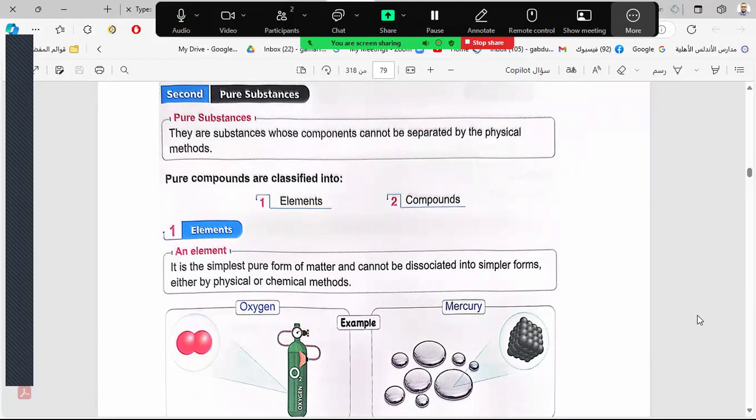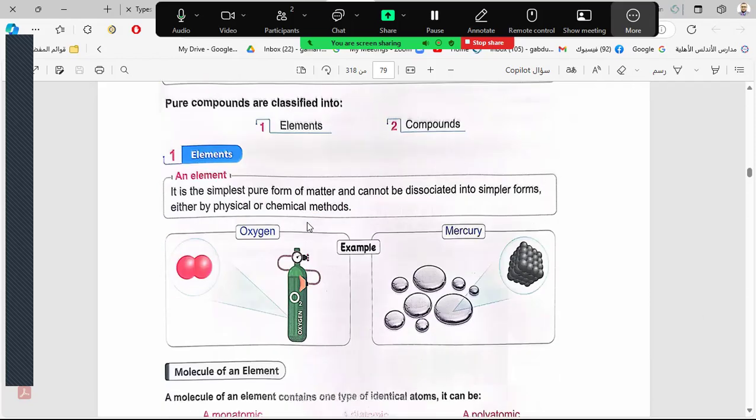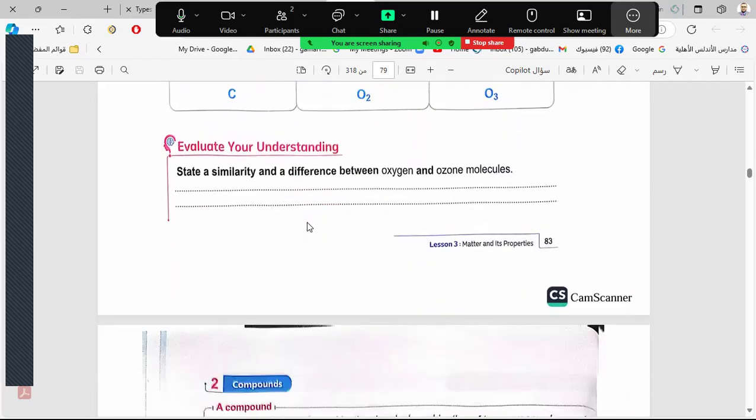We can separate it by chemical method, not physical. By physical methods, we cannot separate the components of water. We will see now together how to separate hydrogen from oxygen.